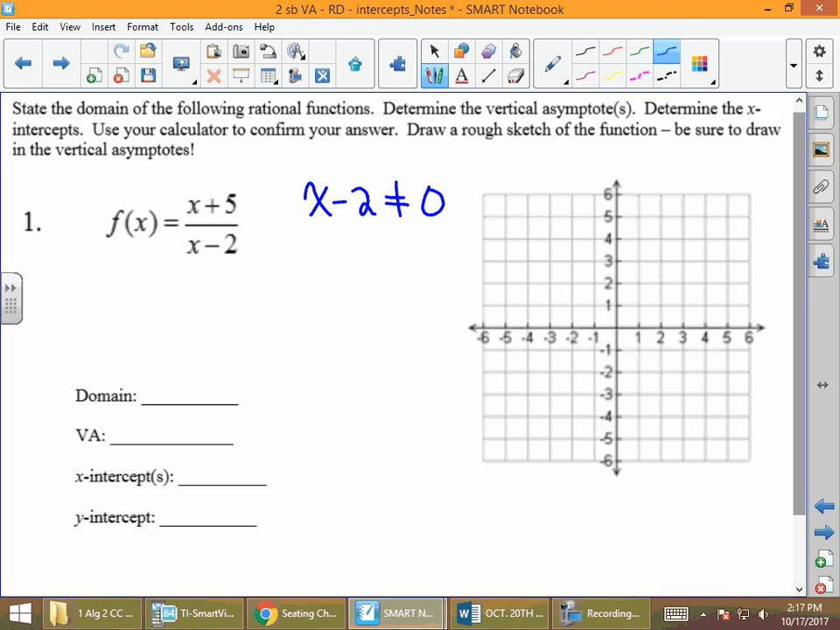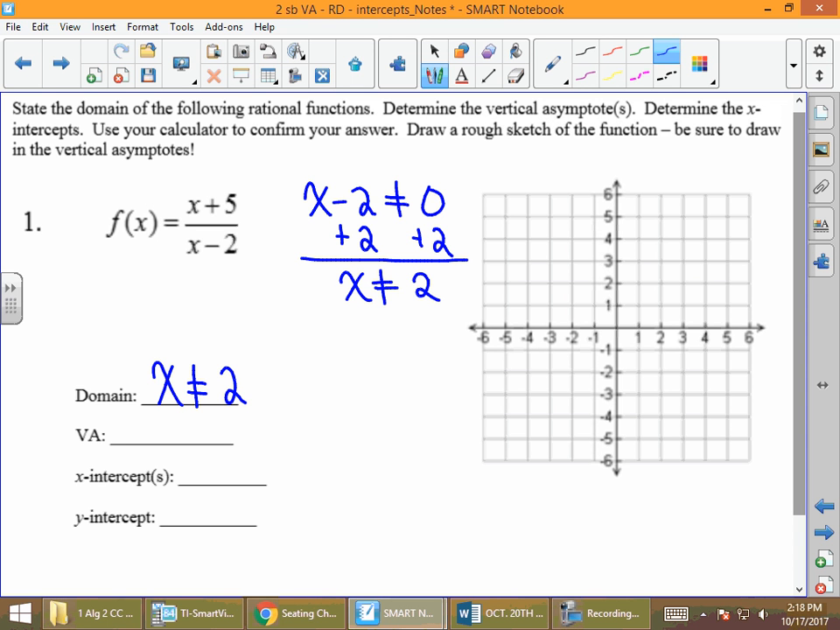And maybe you don't even need to show this step. I don't want to skip it. But maybe you don't even need to show that. You can go directly to the fact that x doesn't equal 2. So that goes here.